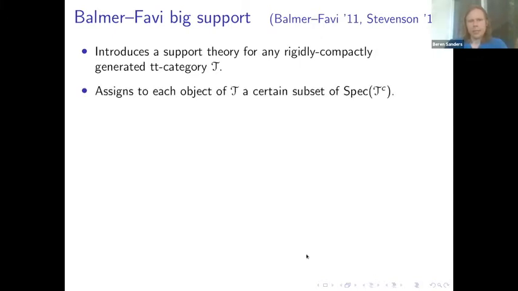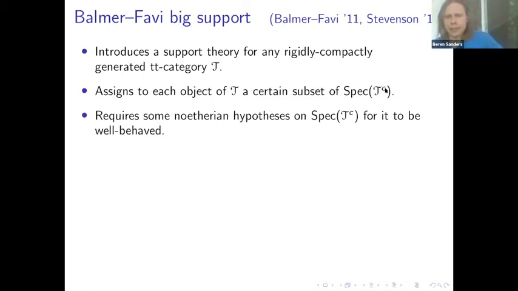This notion of support for rigidly compactly generated tensor triangulated categories assigns to each object a certain subset of the Balmer spectrum of the subcategory of compact objects. I've just mentioned before that we can't talk about the Balmer spectrum of this big category T. Nevertheless, we can still consider its subcategory of compact objects and consider the Balmer spectrum of that essentially small tensor triangulated category. So this notion of support introduced by Balmer-Favi lives in the Balmer spectrum of the subcategory of compact objects. That's where the notion of support is living.